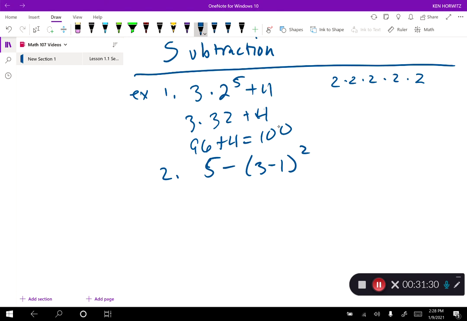All right, now here in the second problem, I've got something in my parentheses, so I'm going to have to do that first, right? 3 minus 1 is 2. 2 squared is 4. So I have 5 minus 4, and I wind up with 1.